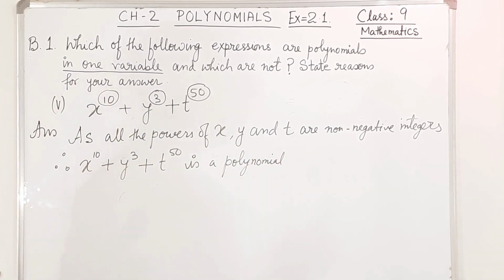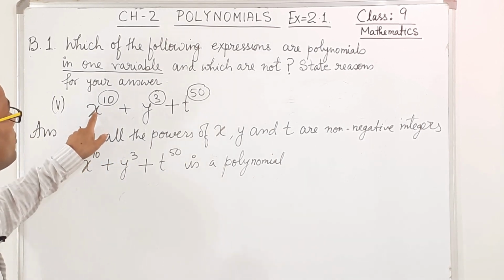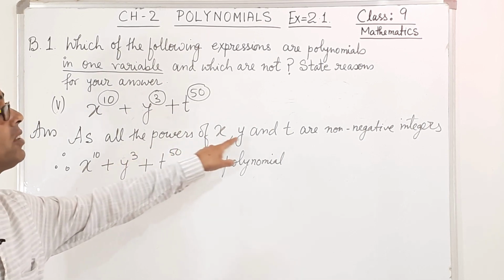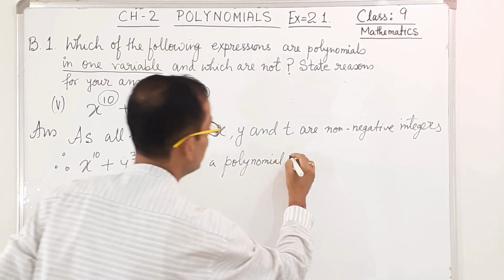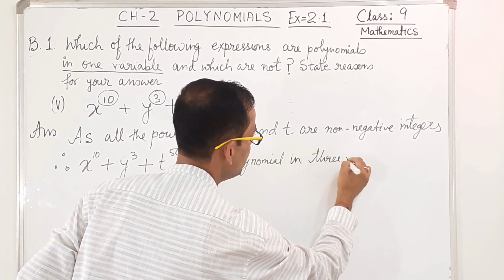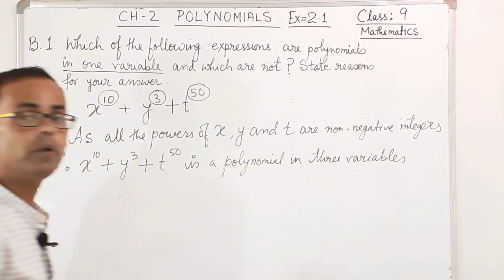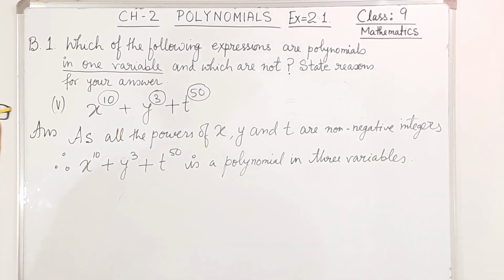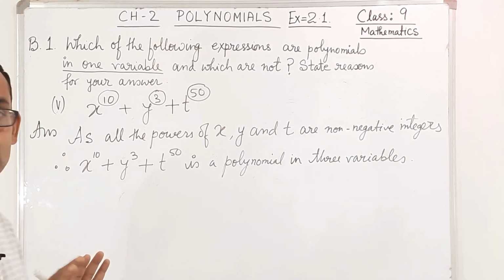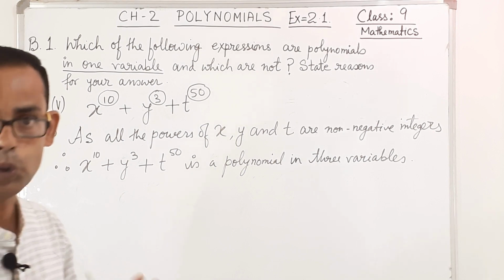But if it is a polynomial, it is not in one variable. Why? Because here the variable is x also, y also, t also. See, all the powers of x, y and t. So it is a polynomial in 3 variables. Yes, it is a polynomial, but for how many variables? 3 variables. So I think question number 1 you have understood nicely. Now we will move on to question number 2.